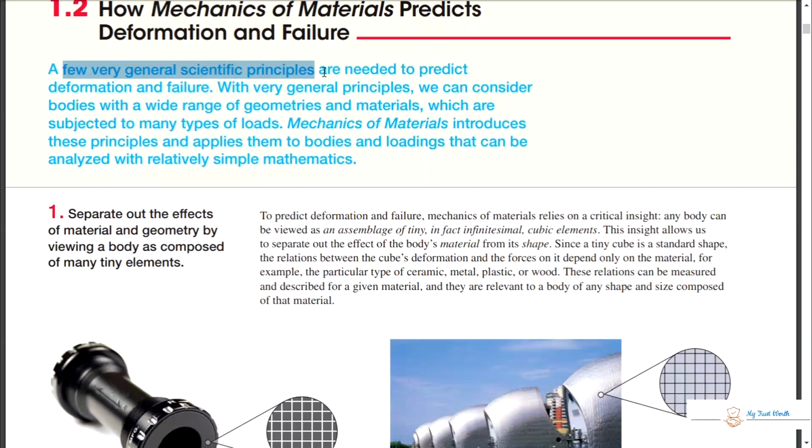Are needed to predict the deformation and failure. So with very general principles, we can consider bodies with a wide range of geometries and materials. You just need to know the principles, and there is a wide range of geometry and materials available in your world, and you just have to apply those principles, and they will be subjected to different types of loadings. Mechanics of materials introduces these principles and applies them to bodies and loadings.